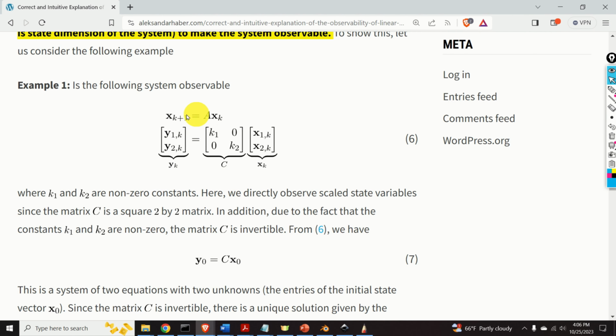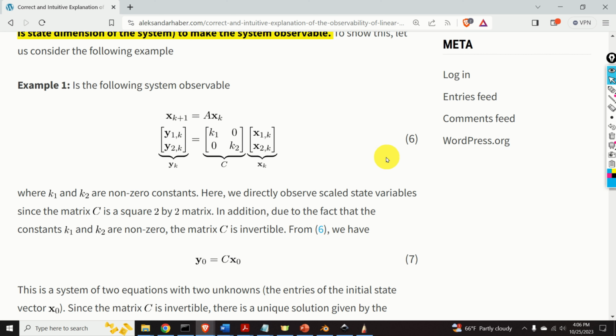Over here, I have a second order system with an arbitrary A matrix. And let us assume that the C matrix looks like this. It's a diagonal matrix where k1 and k2 are non-zero constants. The meaning of this equation is, we directly observe scaled state variables since the matrix C is a square 2 by 2 matrix. In addition, due to the fact that the constants k1 and k2 are non-zero, the matrix C is invertible.